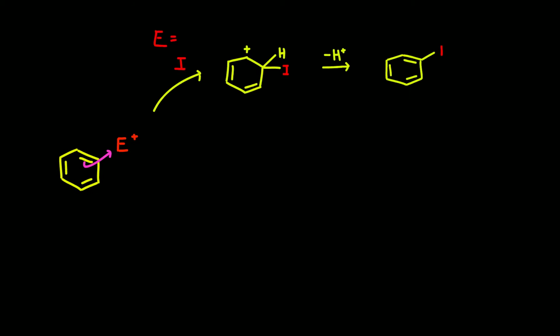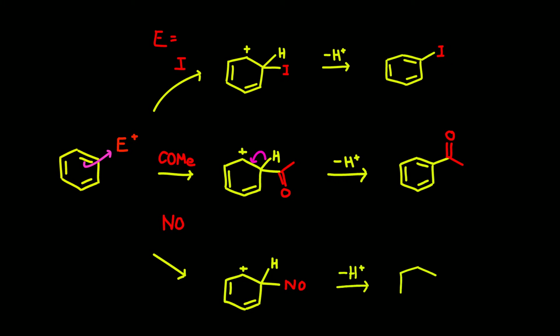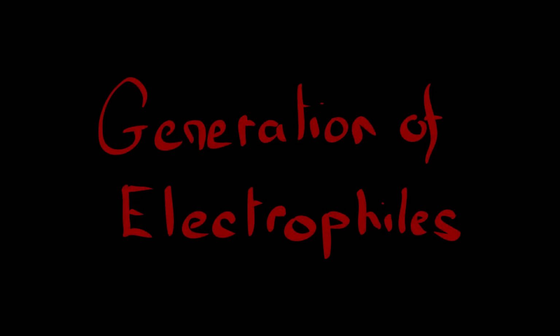Iodinations happen in the same way. Acylations can happen in the same way to give ketones. And nitrosylations can happen in the same way. Of course, it's useful to understand the chemistry of how these electrophiles are formed. And for that, it's necessary to draw out the corresponding acids.